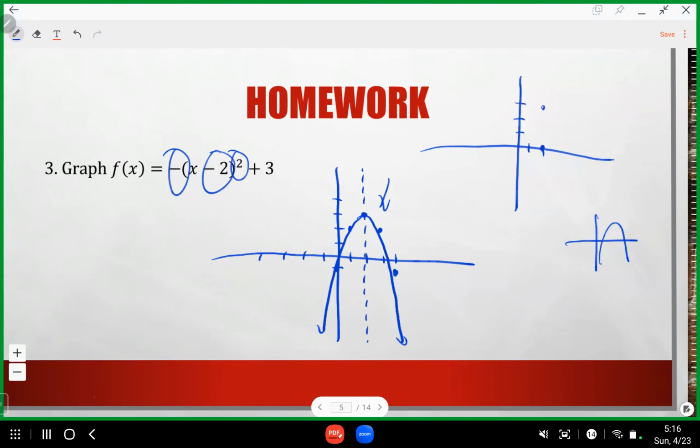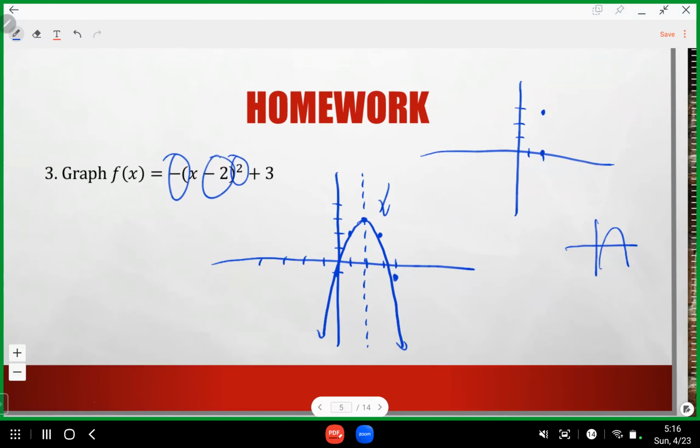So basically the only thing that you really need to worry about right now is the vertex. The vertex is going to be shifted right by 2 and up by 3. So this is the new vertex, call it v prime or something. Yeah, so that's the new vertex.